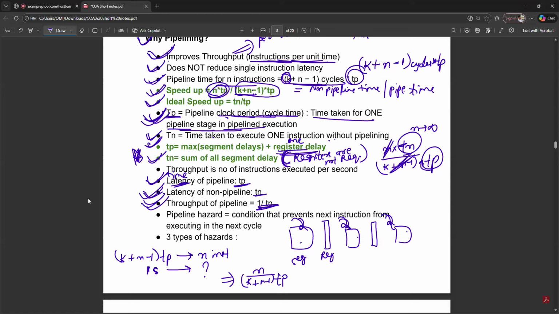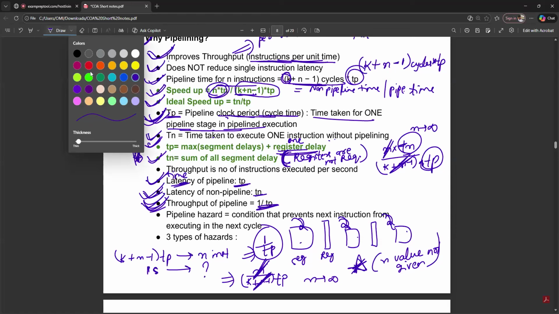But every time, please remember this point. You first make this kind of expression, and then you have to eliminate n if n is not given. If the n value is not given, you cancel it because you can assume that n is infinite. So it turns out to be 1 divided by TP. See, throughput. So no need to remember anything.